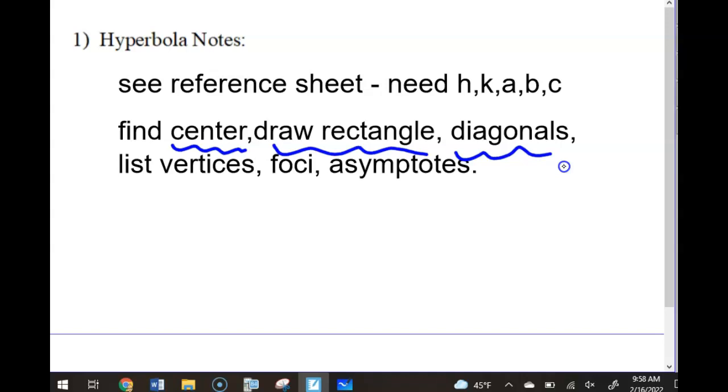Everybody got what they want? Like I said, I would not worry about copying all that down, because this part about list vertices, foci, and asymptotes, it's going to tell you that in the directions. Or on the quiz, I will have a blank for those things, okay?